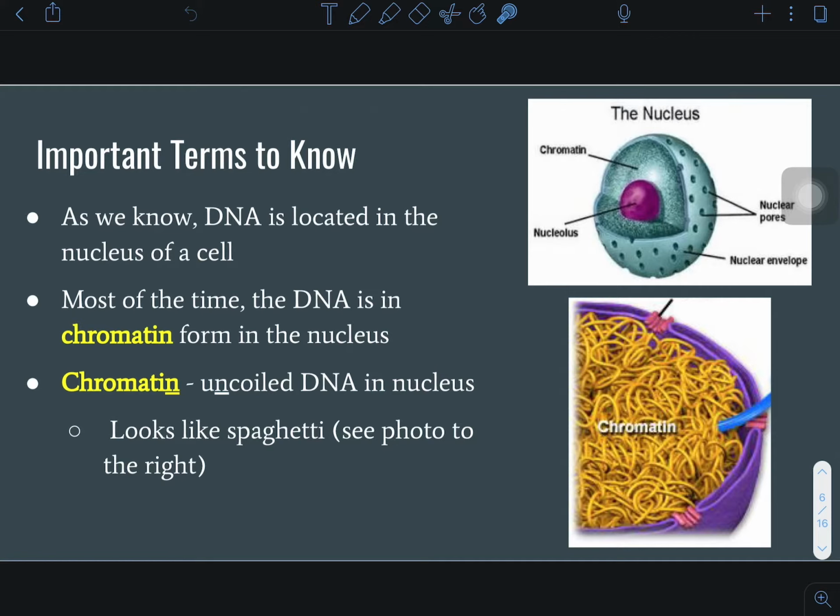Most of the time it's in something called chromatin form. Chromatin is uncoiled DNA found in the nucleus. I often say it looks like a bowl of spaghetti. It's uncoiled, and if you were to stretch it all out, it'd be really, really big. I think each cell has about 6 feet worth of DNA if you were to stretch it all out, which is impressive considering how small a cell is. So the uncoiled, spaghetti-like DNA in your cells is called chromatin.